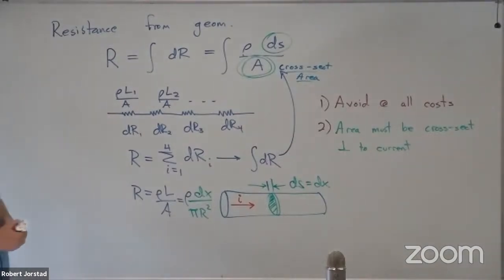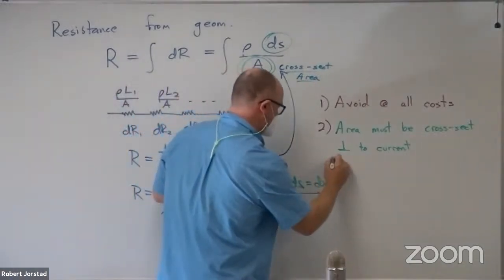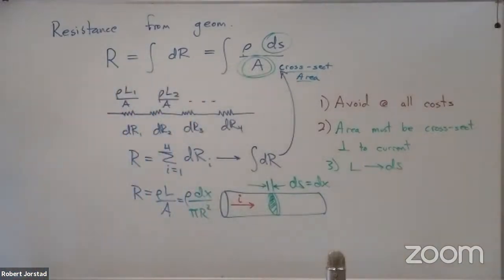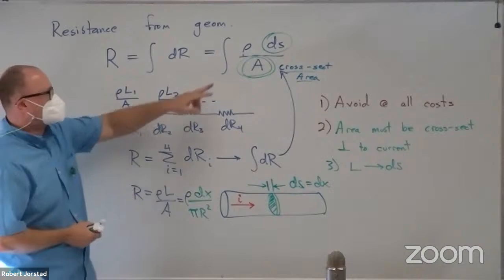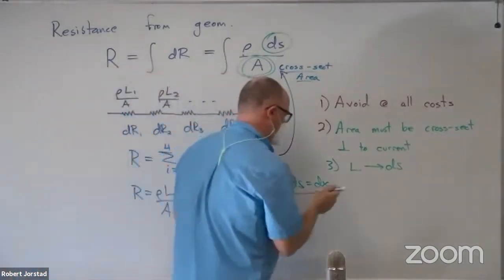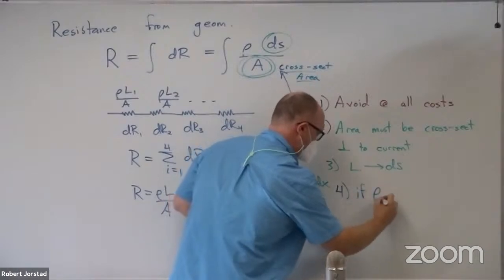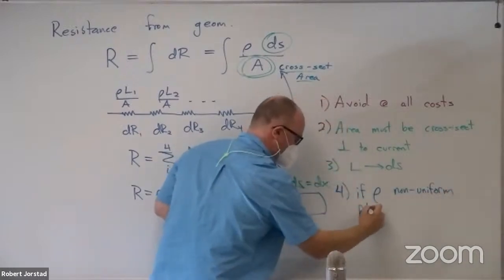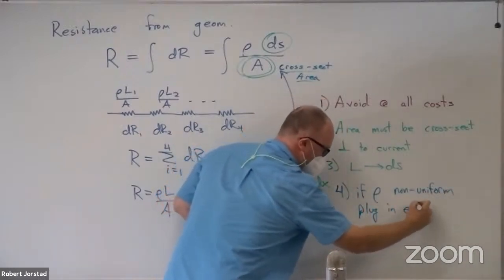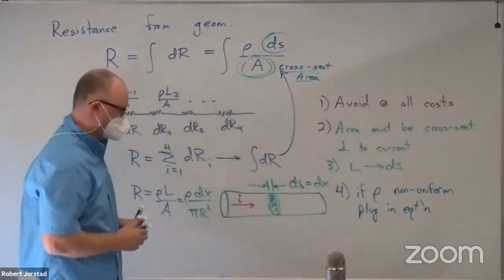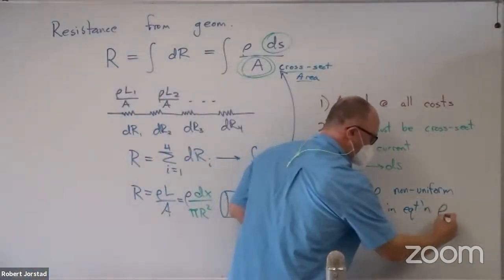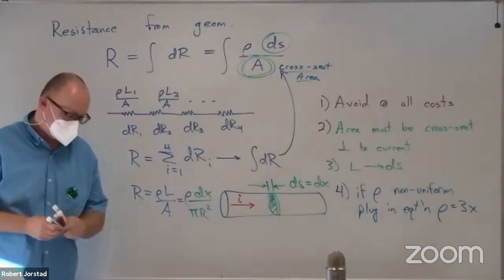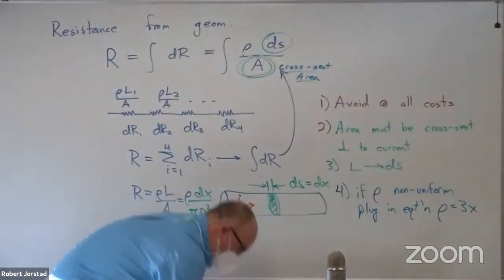That's actually bullet points 2 and 3. Length goes to ds. And then what's 4? Usually rho is uniform. If rho is non-uniform, plug it into the equation, and I'll describe that later if we have time. But maybe rho would be something like rho equals 3x, I don't know. We don't want to talk about that right away. That's our standard procedure.